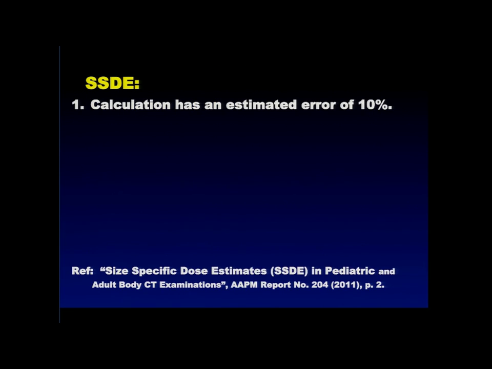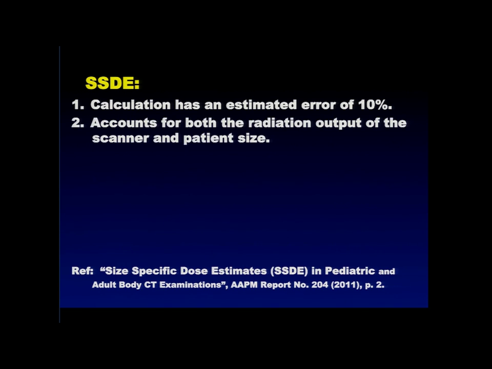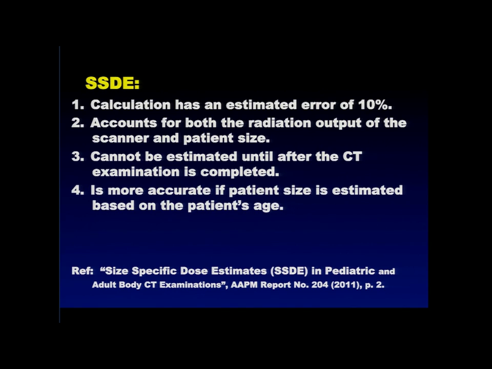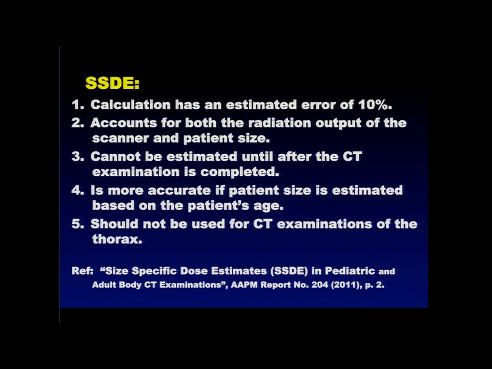So SSDE is a calculation that has an estimated error of 10%, accounts for both radiation output of the scanner and patient size, cannot be estimated until after the CT exam is completed, is more accurate if patient size is estimated based on the patient's age, and should not be used for CT examinations of the thorax. Which one's true?